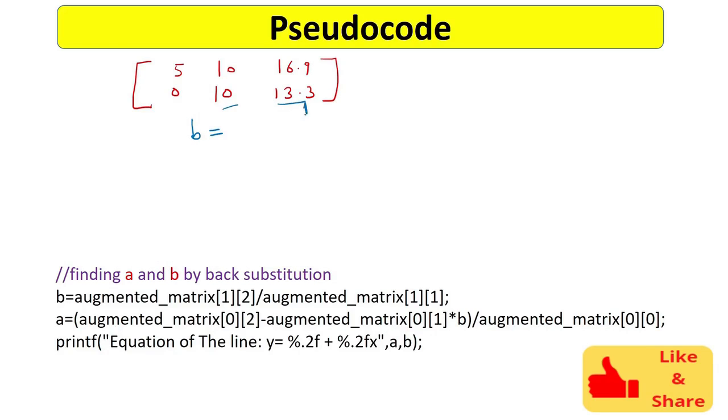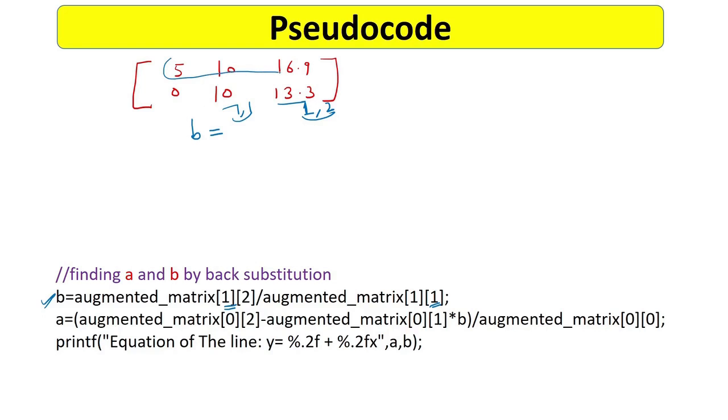To find the value of B, I will just divide this element by this. This is the 1th row and 2nd column. This is the 1th row and 1st column. So if I divide augmented matrix element 1 2 by 1 1, here you can see augmented matrix element 1 2 by 1 1, I will be finding the value of B in my C program. And this line will help me to find the value of A. So this is actually 5A plus 10B equal to 16.9.